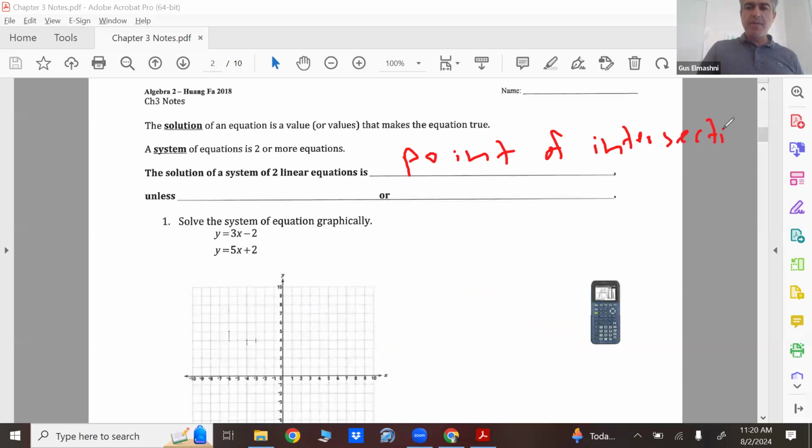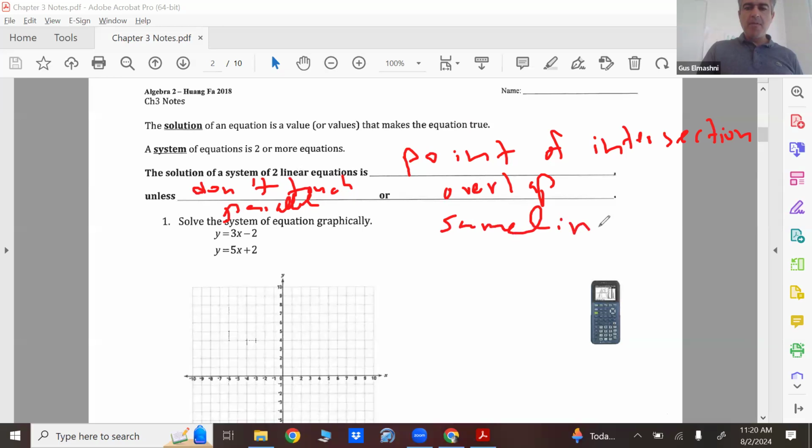Sorry for the messy handwriting. Unless they don't touch, which means they're parallel, or they overlap, meaning they're the same line. Sorry, that's really messy handwriting, parallel. So in this case, they're not parallel because the slopes are different. We call this a system, since there's more than one equation. Two or more equations is called a system, and these are linear.